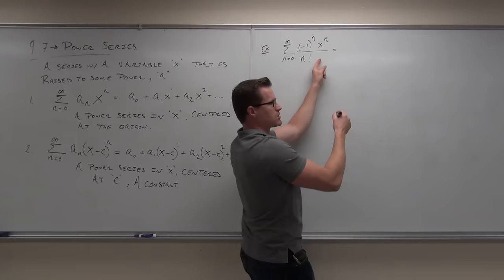Let me give you the next one. I'll make a couple statements about this. I do want you to understand that this thing is centered at the origin. Have I made that very clear for you? Yes. So it's a power series, no problem, because you've got x to a variable. You notice how the variable here is 1, 2, 3, and so on. It's going to continue. We have it centered at 0 because nothing's being added or subtracted from our x.